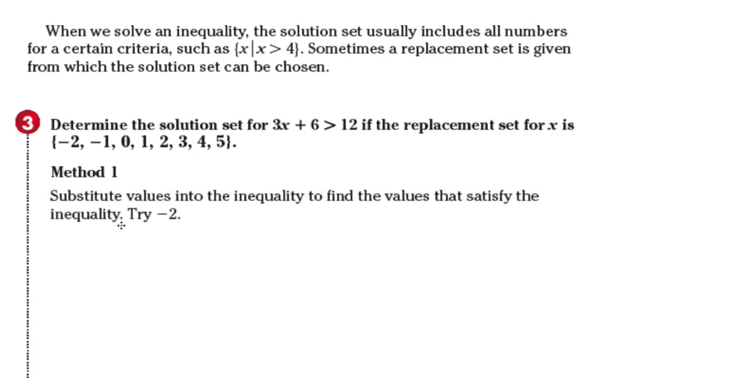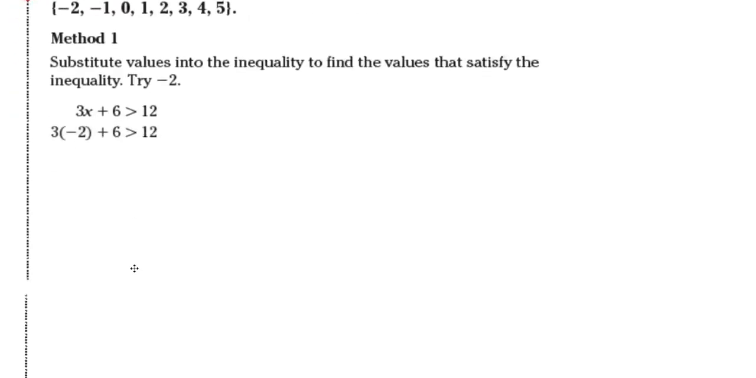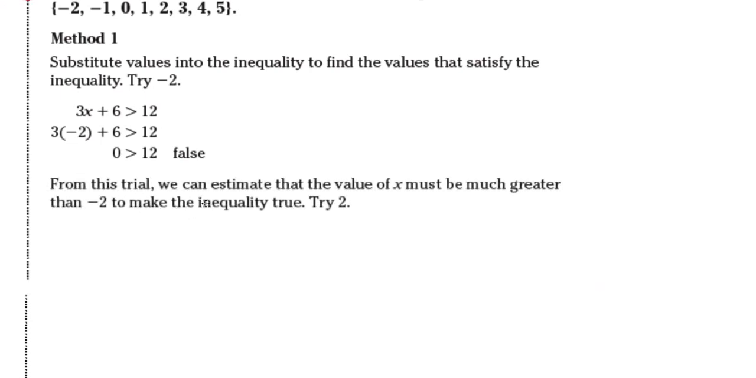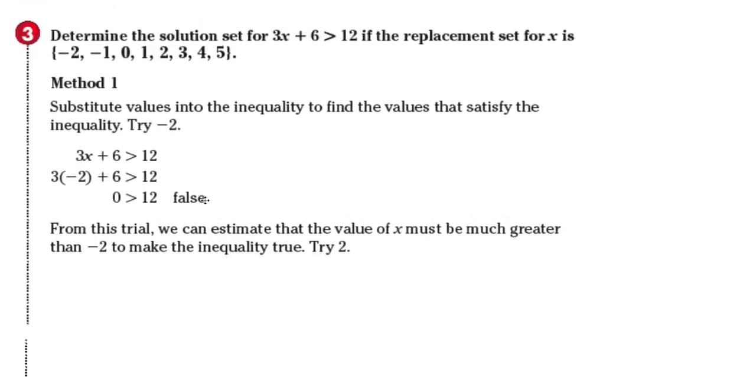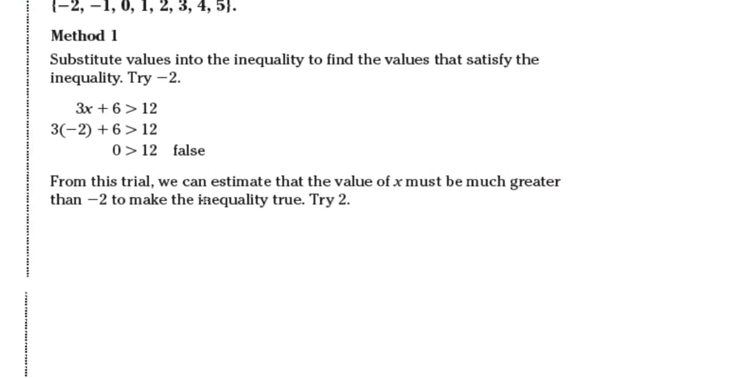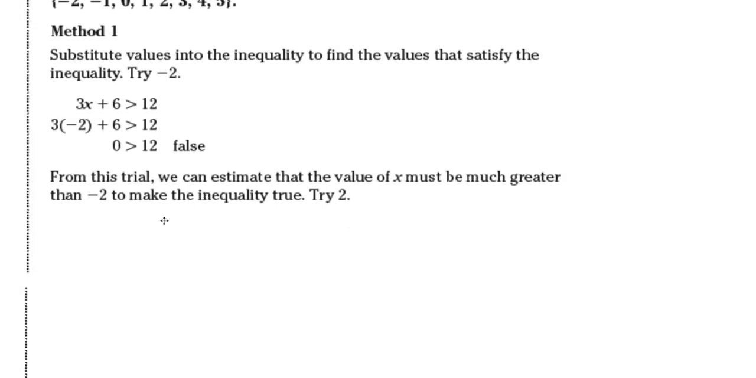Okay, so if you try negative 2, copying the inequality and substituting negative 2 for x, you end up with 0 greater than 12, and that is a false statement. So from this trial we can estimate that the value of x must be greater than negative 2 to make the inequality true. So let's try 2.